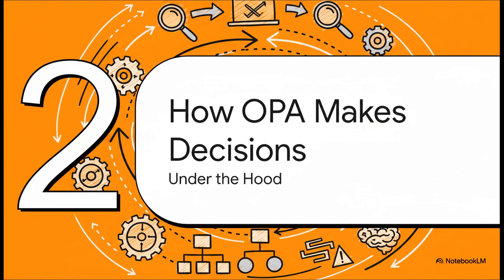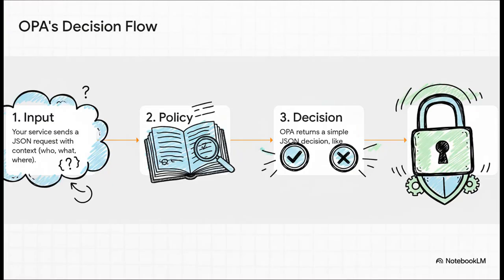So how does OPA actually work? It might sound complex, but the core logic is surprisingly simple. Let's take a quick look under the hood at its decision-making process. The whole thing is really just a simple request and response cycle. Your service sends OPA a JSON request with some context, you know, who the user is, what they're trying to do. OPA takes that, evaluates it against its policies, and then sends back a simple JSON decision, allow or deny. Now, what's really important here is that OPA only makes the decision. Your service is still the one responsible for actually enforcing it.